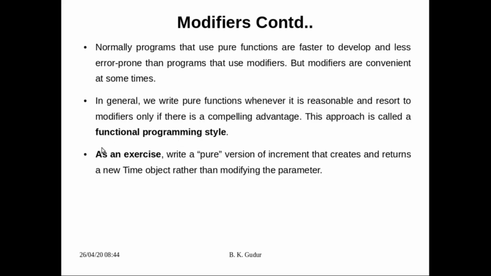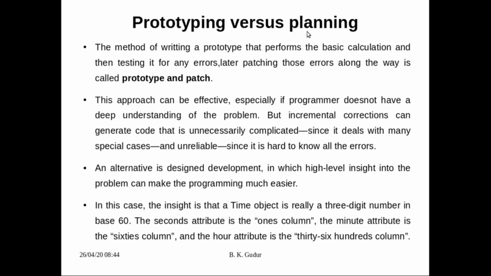Okay, so as an exercise, write a pure version of increment that creates and returns a new time object rather than modifying the parameters. Earlier we wrote an increment function which was a modifier, meaning it modified the object. So write the same increment function, but it should not modify the argument, meaning the parameter. What it should do is create a new object and return the incremented time. I hope you will write the whole program and test it. If you come across any difficulties, you can ask me. Right, with this, we'll proceed further to something called prototyping versus planning.